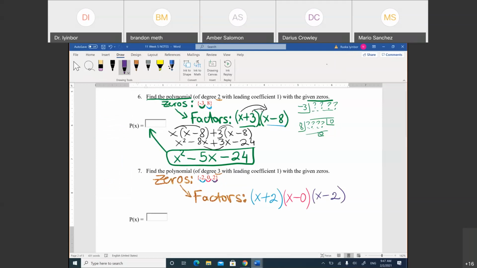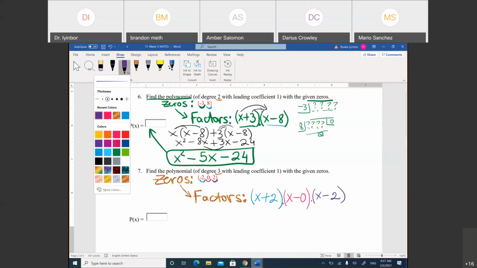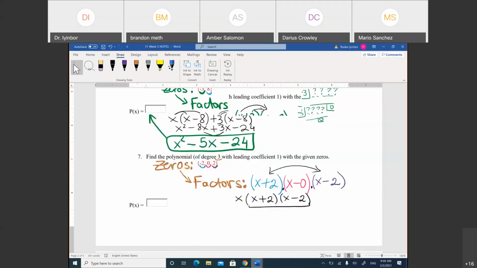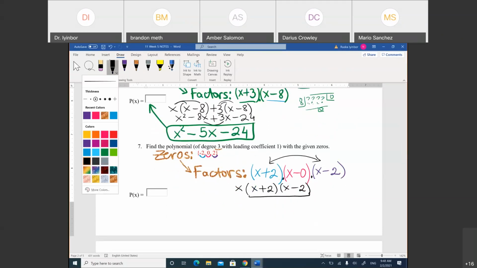Now, when I multiply those 3 factors, I'm going to get the polynomial. Okay? Looking at those 3 factors, the easiest way to multiply them is to multiply these 2 first, because x minus 0 is just x, and then multiply the answer by x. I can move them around because it's multiplication. So I'm going to multiply x plus 2 and x minus 2 first, and then the answer I get, I'm going to multiply by x. So we're going to multiply when you FOIL, right? Or we can just distribute.